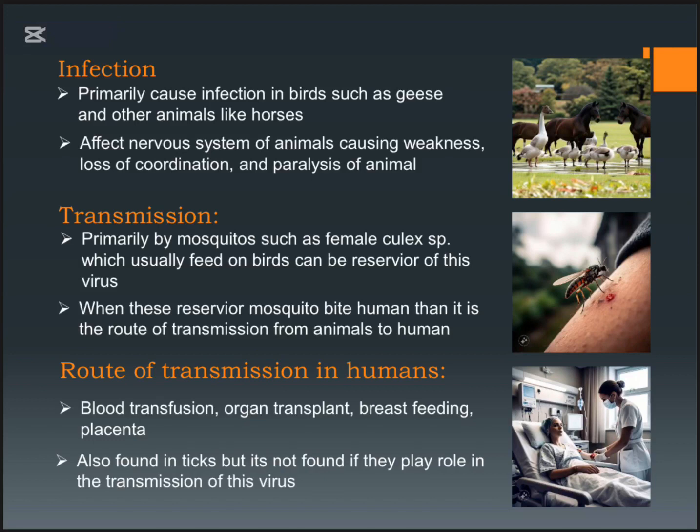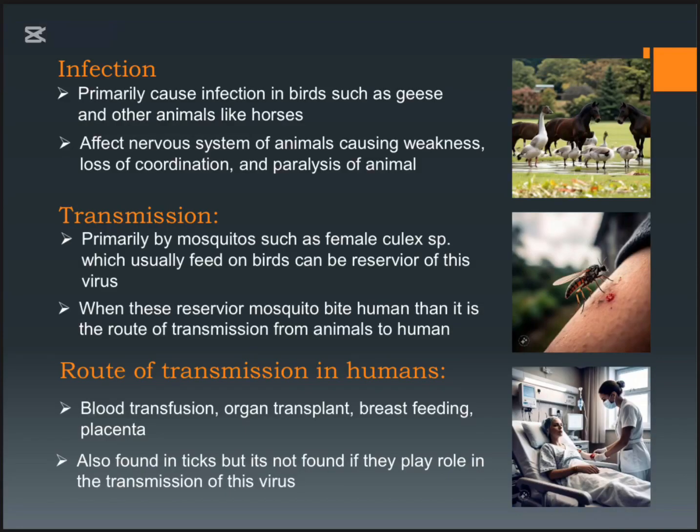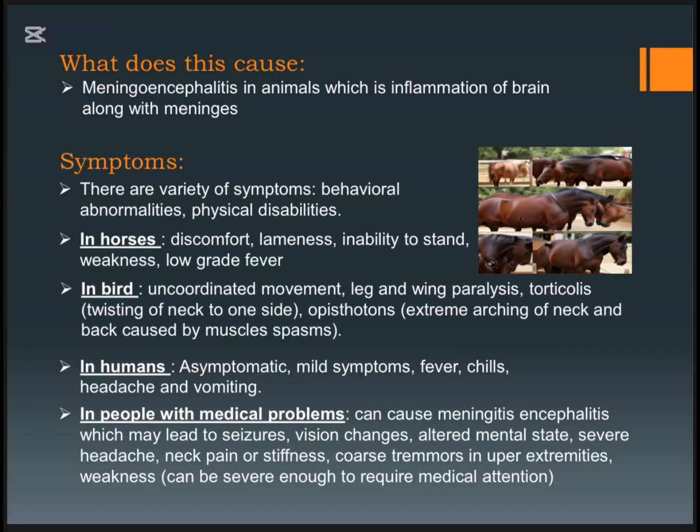If you are living close to an infected individual, then you cannot get this infection until it gets a proper route of transmission like blood transfusion, organ transplant, breastfeeding, or placental exchange from mother to fetus. It is also found in ticks, but it is not known if they play a role in its transmission or not. So what does it cause?